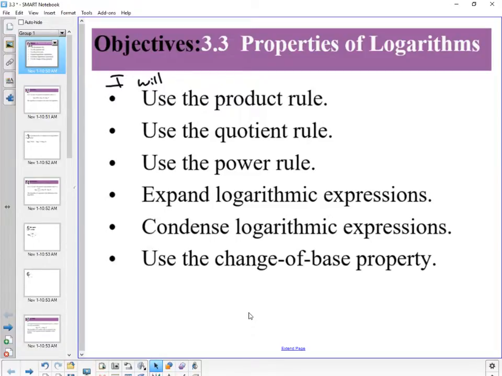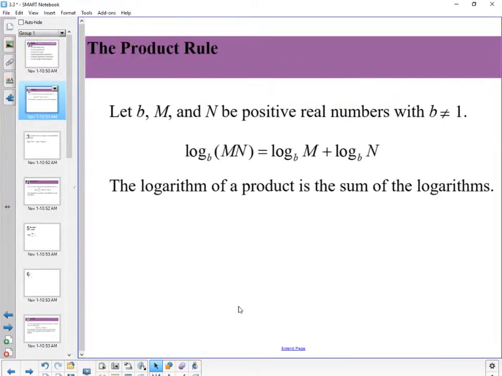They don't take very long. They're just rules. Here's your first rule. This is the product rule. This product rule says if you have the log base b of m times n, you can split it up into two separate logs: log base b of m plus log base b of n.